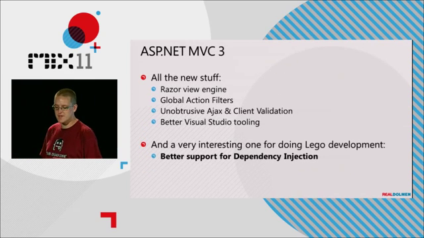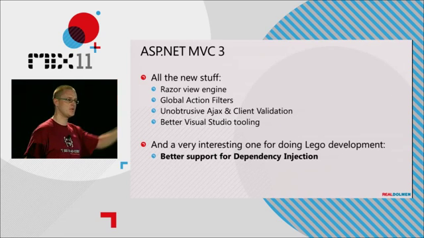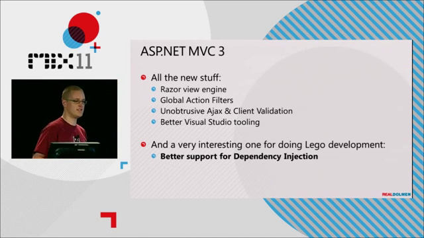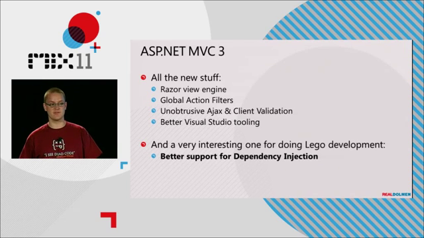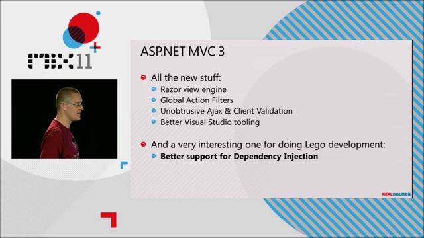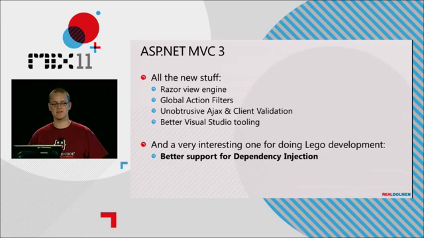So first of all, ASP.NET MVC 3. Who's familiar with ASP.NET MVC, by the way? Okay, most of you. All the new stuff in MVC 3, lots of interesting new stuff. A new view engine, Razor. Global action filters, where you can just register an action filter, for example the HandleError attribute, during application startup. Really interesting. A lot of new client-side enhancements, so unobtrusive AJAX and JavaScript validation. And better Visual Studio tooling, especially with the new tooling released, well, yesterday. It's really interesting to build MVC applications.